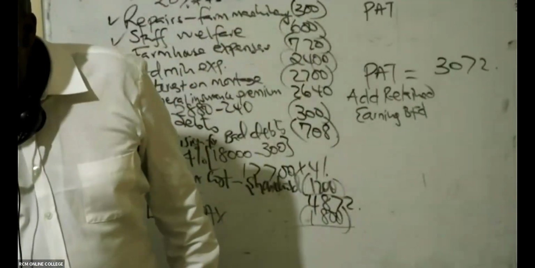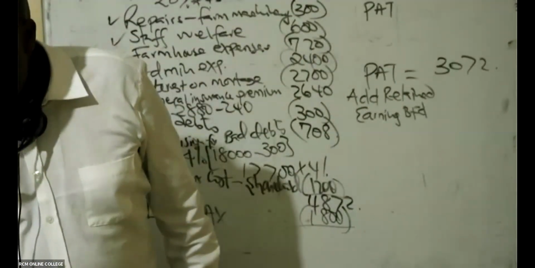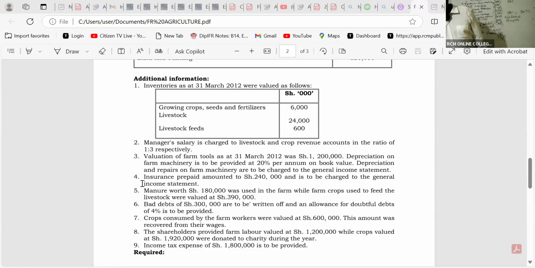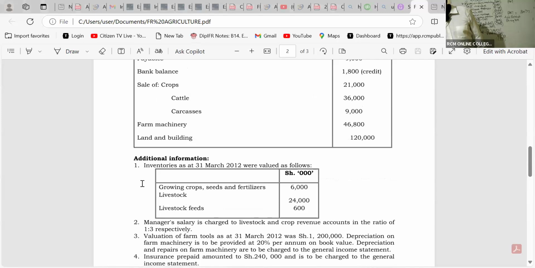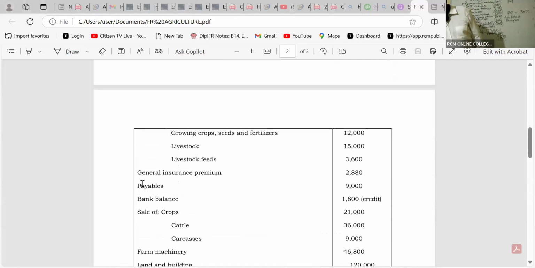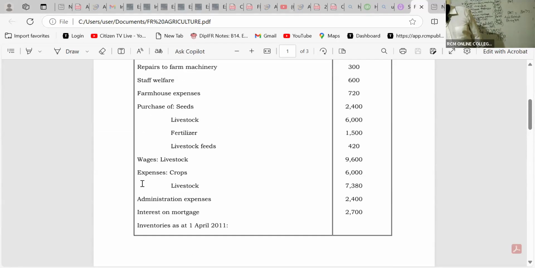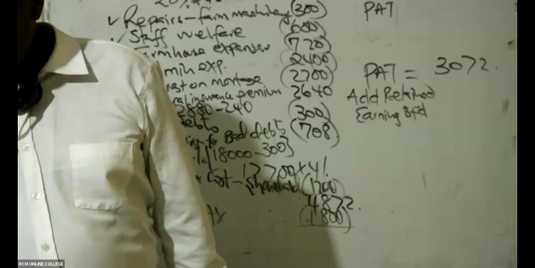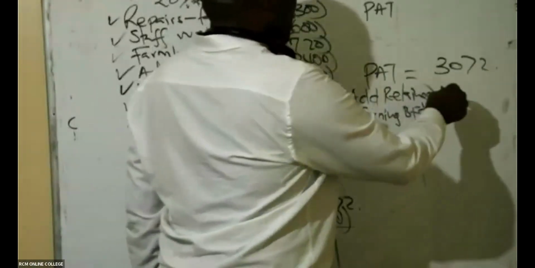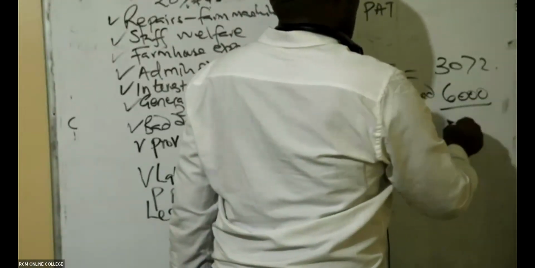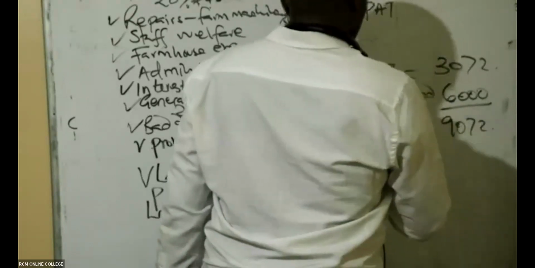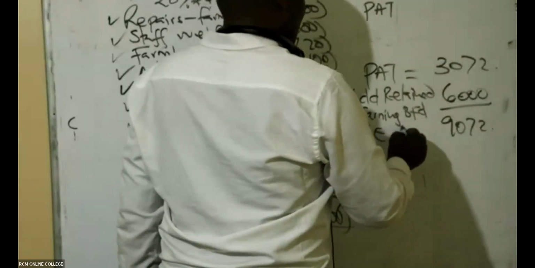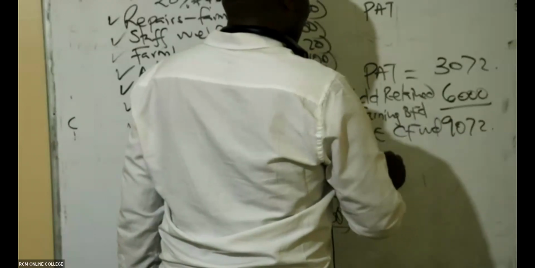Is there someone who can see these retained earnings brought forward? Anybody who is able to see these retained earnings brought forward from the trial balance? You can see these retained profits brought forward of 6,000. So retained earnings brought forward 6,000. So that in this case here, we have 9072 as the retained earnings carried forward to our balance sheet.